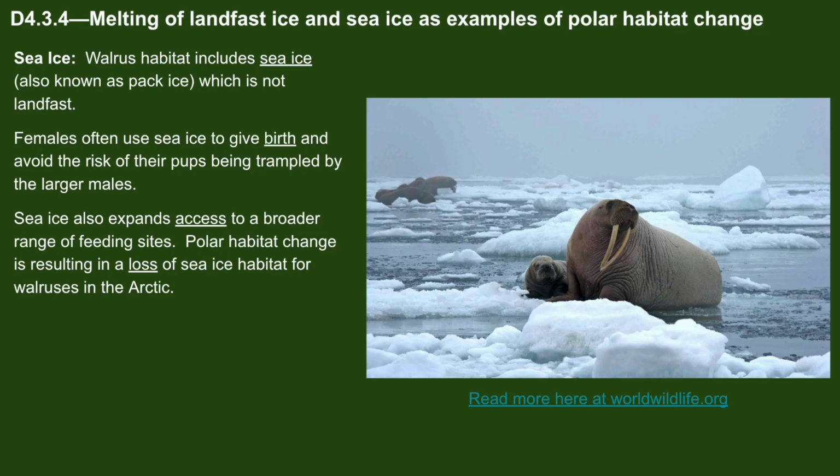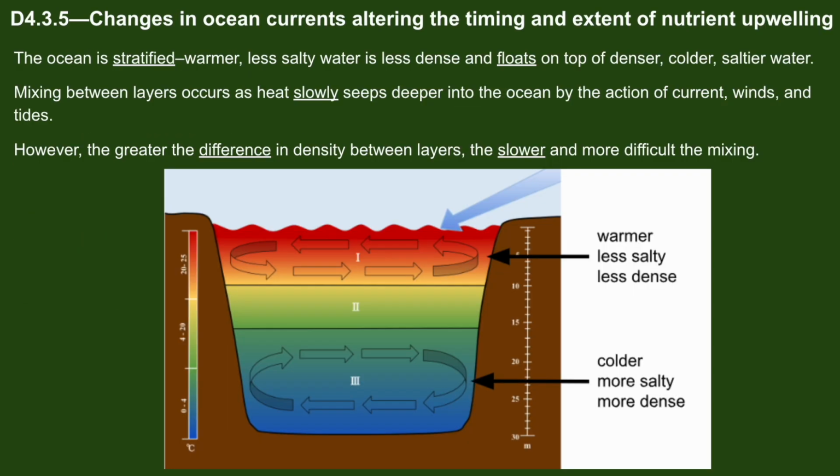Okay, sea ice then is also going to be important for walrus habitat. Females often use sea ice to give birth and avoid the risk of their pups being trampled by the larger males. Okay, it also expands access to a broader range of feeding sites, and so as we are seeing polar habitat change, we're seeing a resulting loss of sea ice habitat.